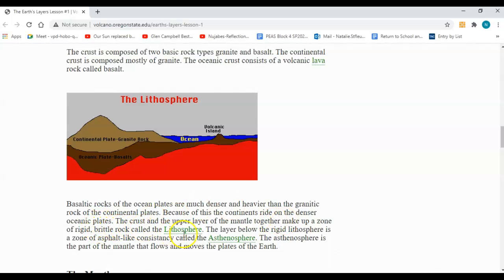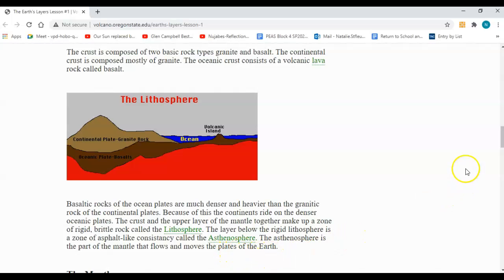The crust and the upper layer of the mantle together make up a zone of rigid, brittle rock called the lithosphere. The layer below the rigid lithosphere is a zone of asphalt-like consistency called the asthenosphere. The asthenosphere is the part of the mantle that flows and moves the plates of the Earth.